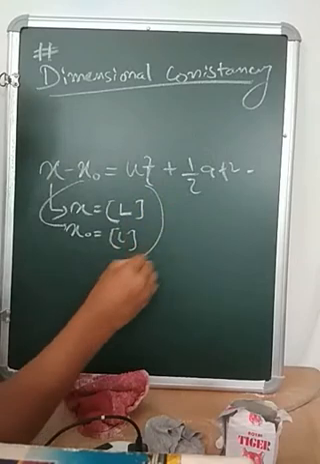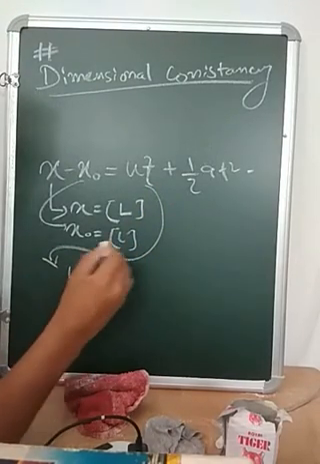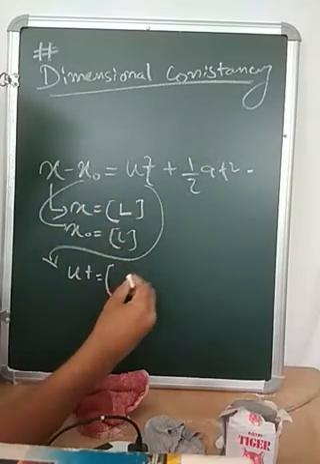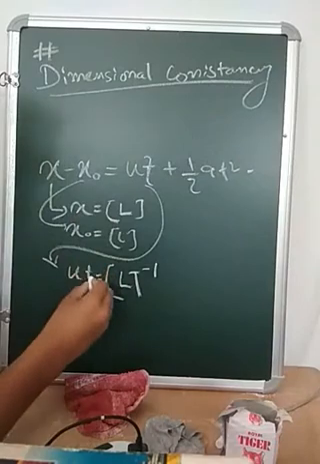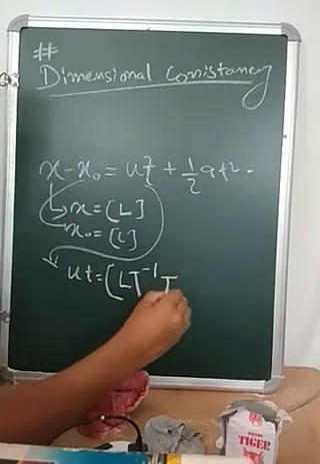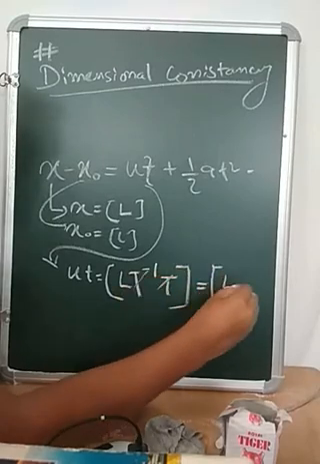Now we see the dimension of ut. What is the dimension of u? u means velocity, so L T to the power minus 1. Velocity is meter per second, so L T to the minus 1. And the dimension of t is T. T cancels, so it will be L.